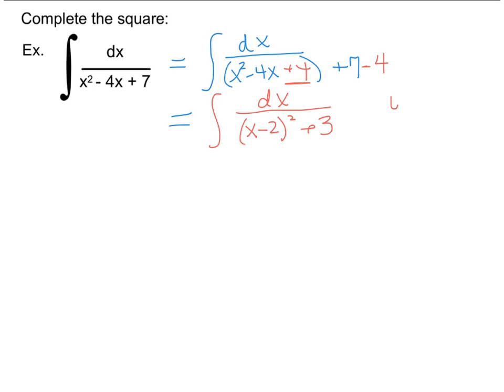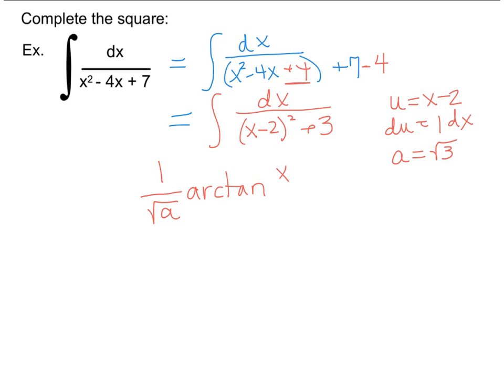All right, so my u is going to be x minus 2. Du is going to be 1 dx, so it's already fulfilled. And then a is just going to be the square root of 3. And this is an arctangent problem. So the integral is going to be 1 over a arctangent of u, which is x minus 2, over a, which is square root of 3, plus c.